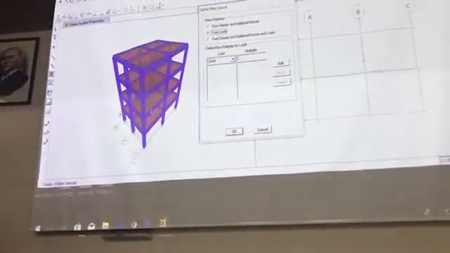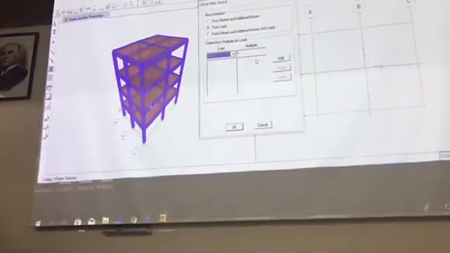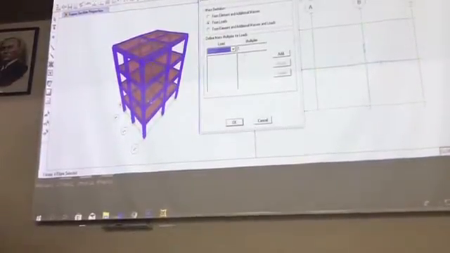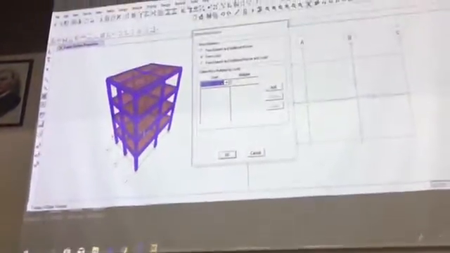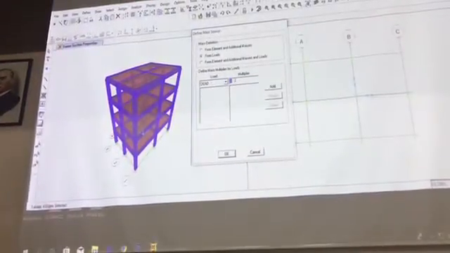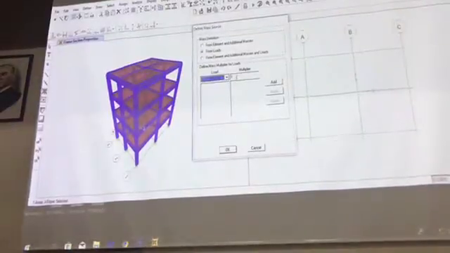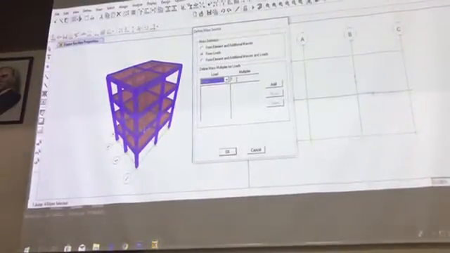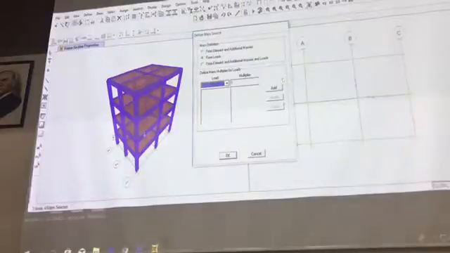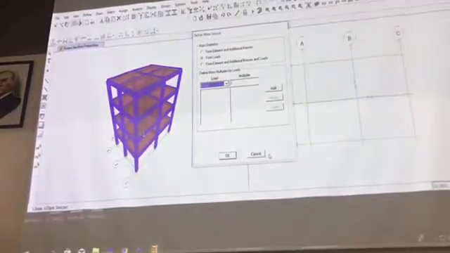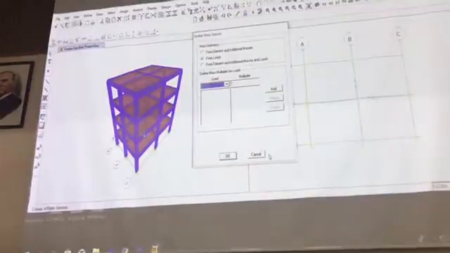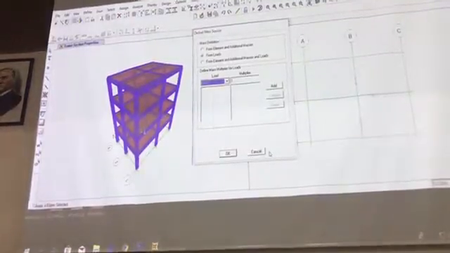And for example, if we have G here, we don't have G now. For G, we will select 1. For Q, we will select 0.3 because the codes require that. Okay. Let's switch to my computer.